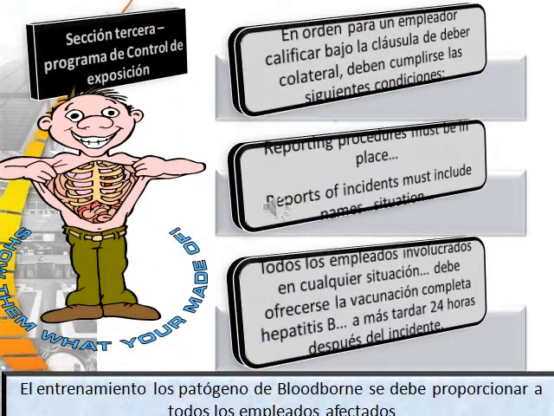In order for an employer to qualify under the collateral duty clause, the following conditions must be met. Reporting procedures must be in place. Reports of incidents must include the names, situations, as well as all employees involved in any situation. Employees must be offered a full hepatitis B vaccination no later than 24 hours after the incident. Blood-borne pathogen training must be provided to all affected employees.